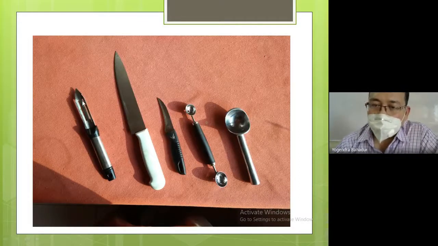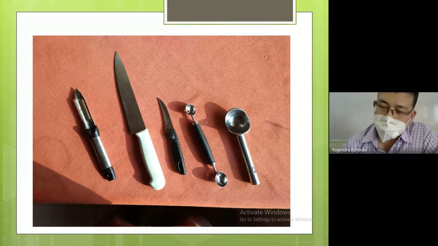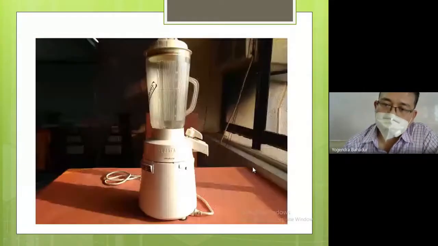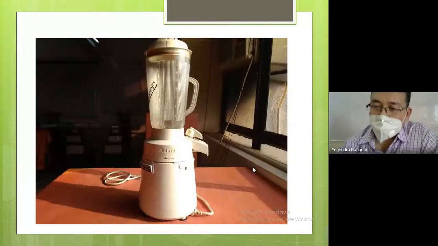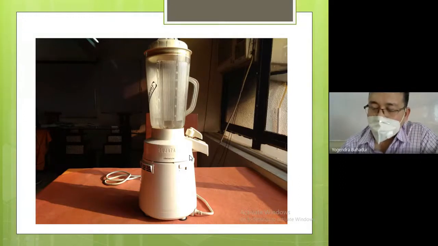Next, as you would be aware, this equipment is known as the peeler. Next is the knife. After that, the small knife is technically called the paring knife. Next to it, we have the watermelon scooper, and next to it, the ice cream scooper. This one is commonly known as the blender, which is used to make different types of cold coffee, shakes and smoothies.